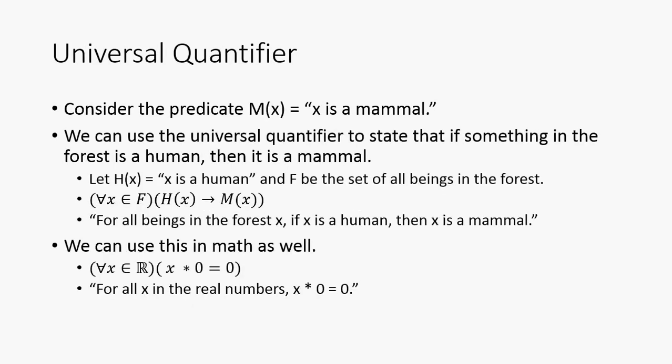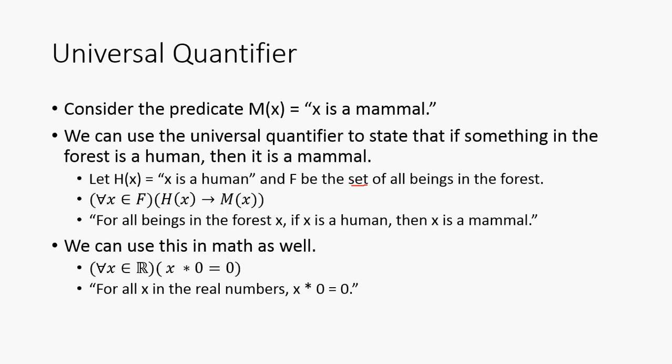So here's an example of using the universal quantifier. Consider the predicate m of x is equal to x is a mammal. We can use the universal quantifier to state that if something in the forest is a human, then it is a mammal. So let h of x represent x is a human, and let f be the set of all things in a forest. Don't worry too much about sets, just think of it as a collection of objects.